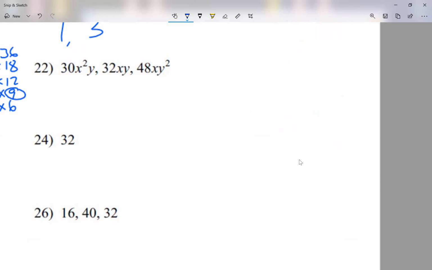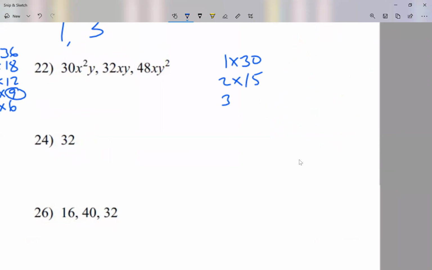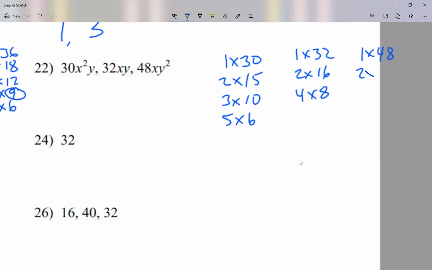So factors of 30: 1 times 30, 2 times 15, 3 times 10, and then 5 times 6. For 32, my factors are going to be 1 times 32, 2 times 16, 4 times 8, and that's pretty much it. For 48, they are going to be 1 times 48, 2 times 24, 3 times 16, 4 times 12, and then 6 times 8.